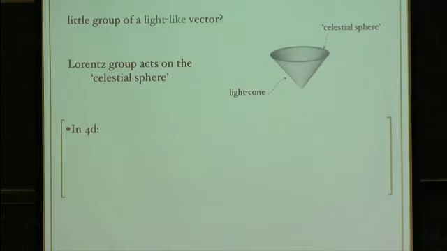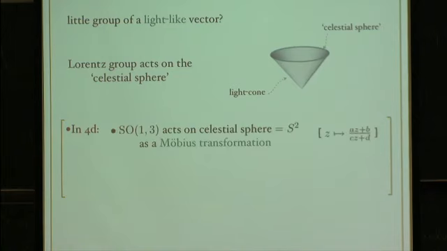Now, one more step behind. Let me ask the same question in 4 dimensions. What is the little group of a light vector in 4 dimensions? Maybe all of you remember the answer, but let me do it this way. In that case, the celestial sphere is an S2, and the Lorentz group is isomorphic to SL2C.